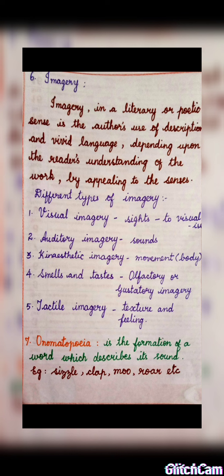So this is all about imagery, which will be used in the poem. All these five senses are used depending on the poet's thought and imaginary work to create a feeling. And the last and final poetic device, onomatopoeia, is the formation of a word which describes sound.